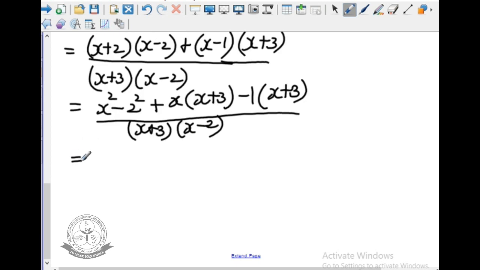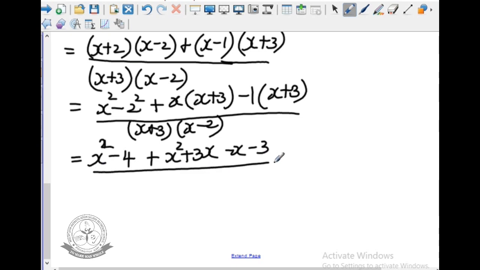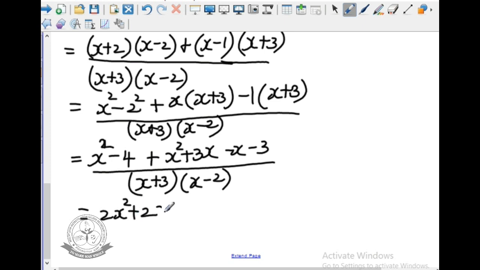that is equal to x squared minus 4 plus x squared plus 3x minus x minus 3, whole divided by x plus 3 into x minus 2, that is equal to 2x squared plus 3x minus x, that is 2x, minus 4 minus 3 minus 7, whole divided by x plus 3 into x minus 2.